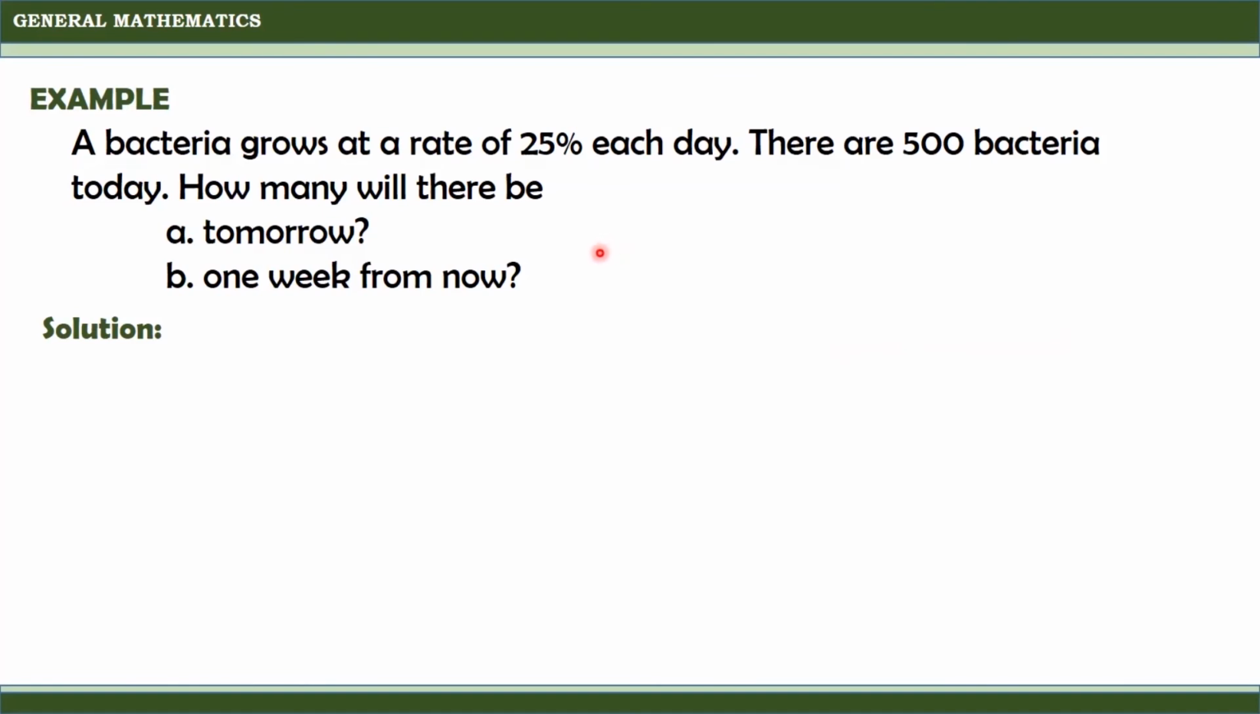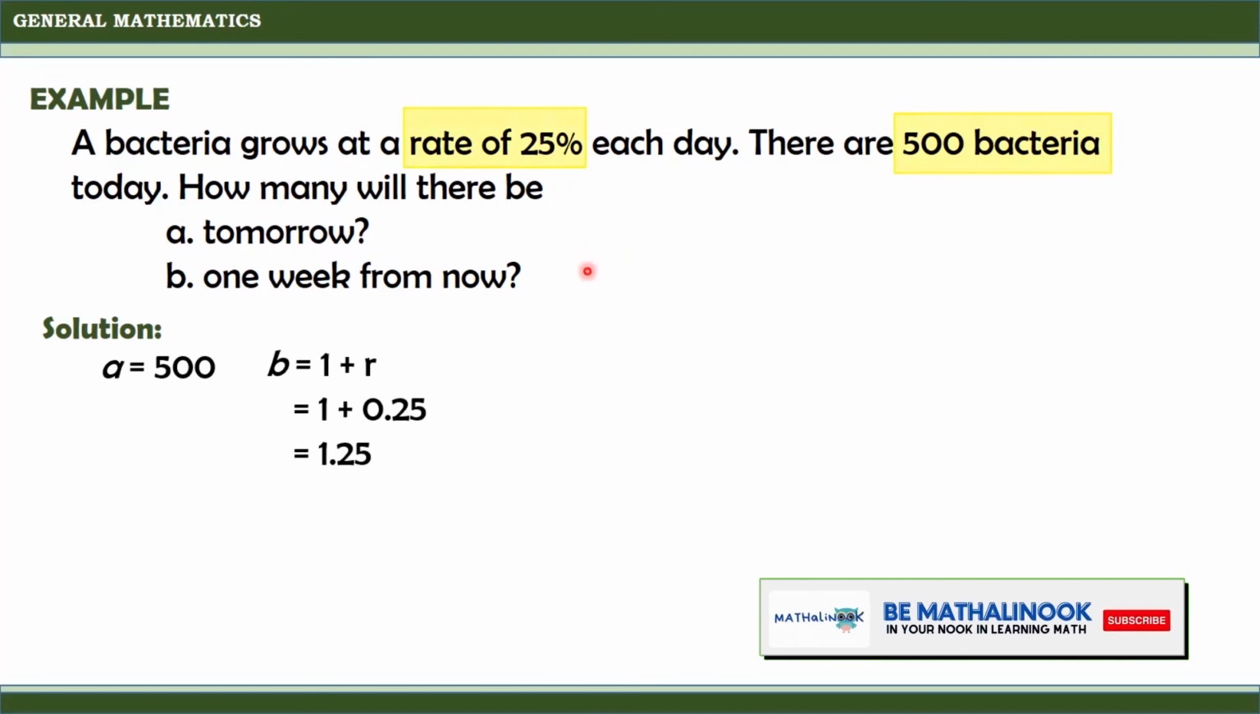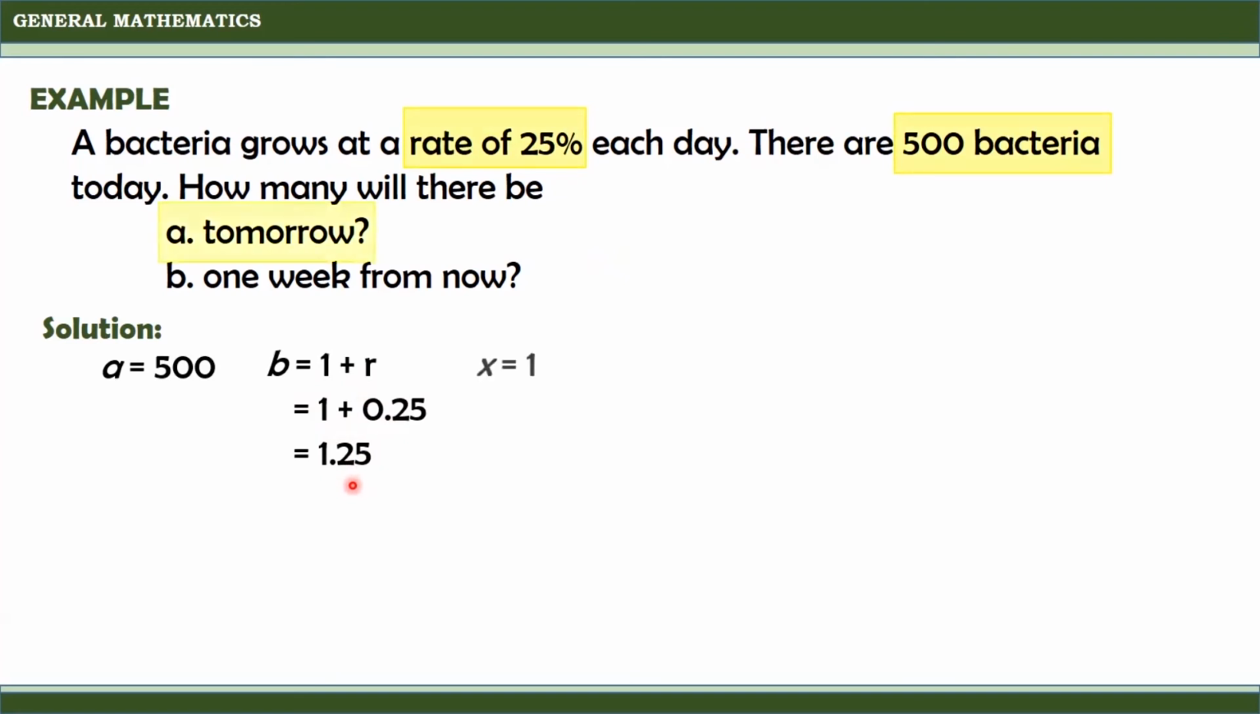Based on the problem, we have the following given. There are 500 bacteria today. So therefore, A, or the starting number, is equal to 500. The rate of growth is equal to 25%. Therefore, B, which is equal to 1 plus R, will be equal to 1 plus 0.25 or 1.25. Moreover, since we were asked of how many bacteria will there be tomorrow, it means that our x is equal to 1.